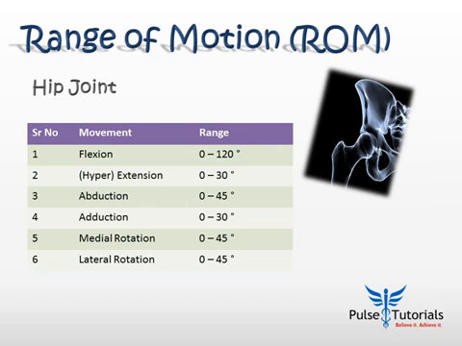Hip joint has 6 important movements, flexion 0 to 120 degree, hyperextension 0 to 30 degree, abduction 0 to 45 degree, adduction 0 to 30 degree, medial rotation 0 to 45 degree, and lateral rotation is also 0 to 45 degree.